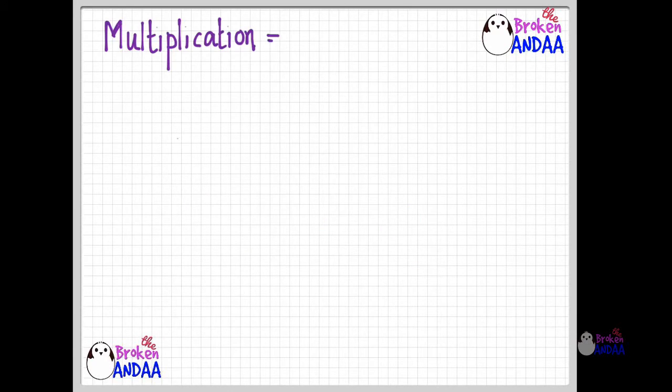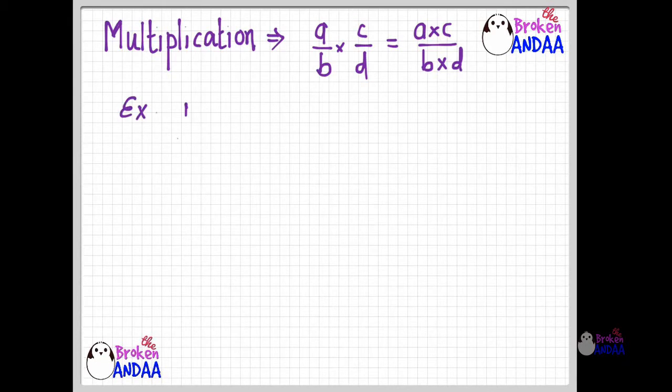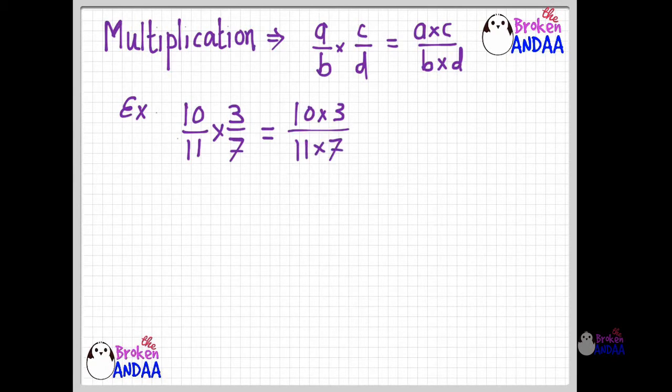Now multiplication. Whenever we have two fractions, let's say a by b and c by d, to be multiplied, we multiply numerator by numerator and denominator by denominator. Example: let's say we want to multiply 10 by 11 into 3 by 7. Obviously it will be 10 into 3 divided by 11 into 7. So that is 30 by 77. It's very obvious, very simple.